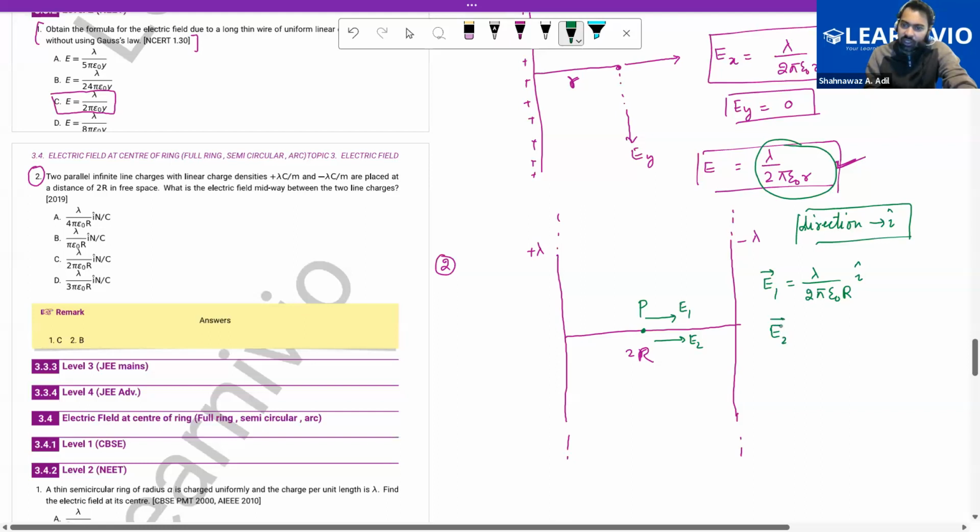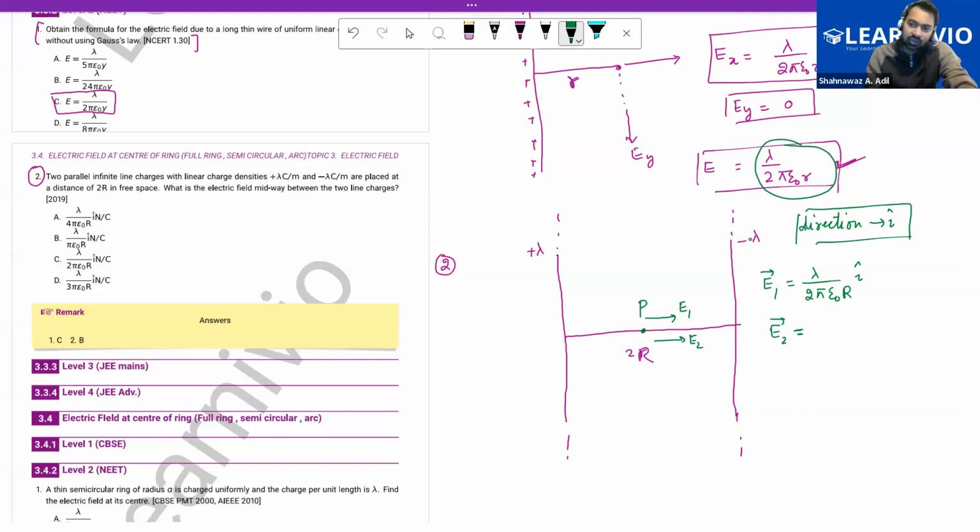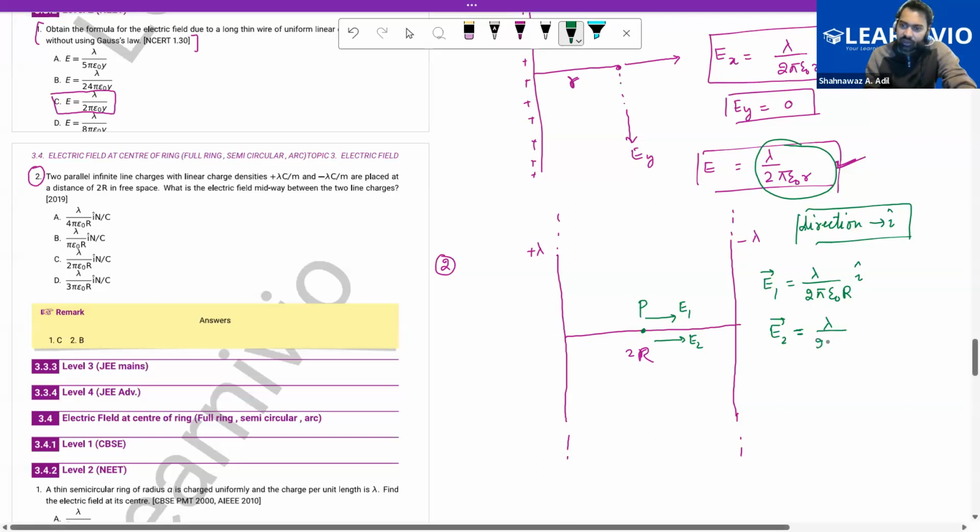And remember, we have already taken the direction. So we don't write positive, negative lambda, we only write lambda. Because if we write the negative lambda, then we have to write this minus i hat, so that would be again positive. So we have already taken the negative nature. So again, E2 would be lambda by 2 pi epsilon naught r i hat. Is it correct?